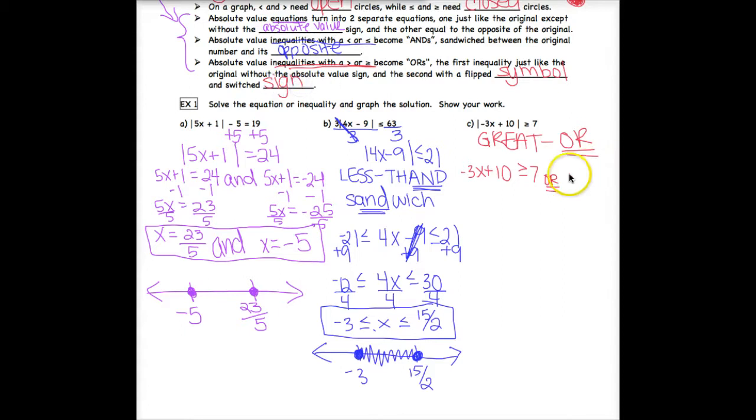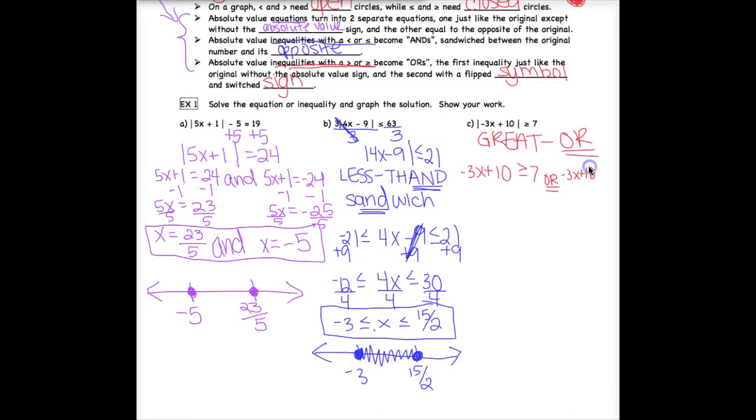The left side is going to stay the same, negative 3x plus 10. But on the right side, I'm going to flip the symbol, so it's going to become a less than or equal to, and I'm going to change the sign of this number. So instead of 7, it's going to be negative 7. So the hardest part is making sure you know how to set them up. Great-ors: first just like the original. Second one, the left is the same, but flip the symbol, change the sign. Now you're ready to solve.